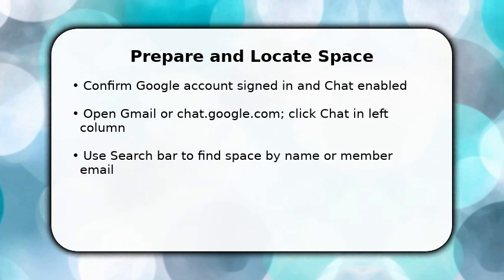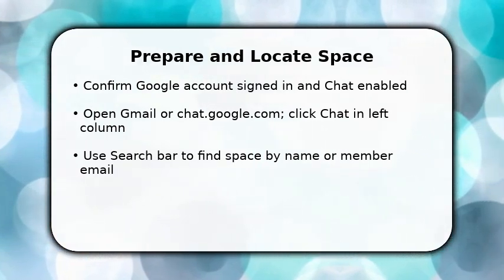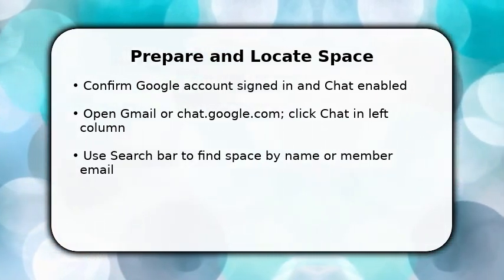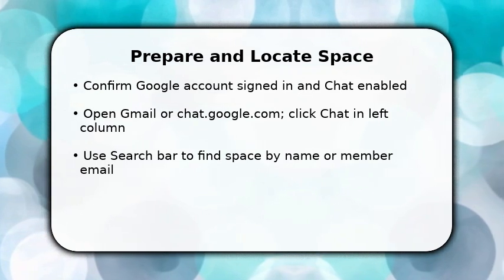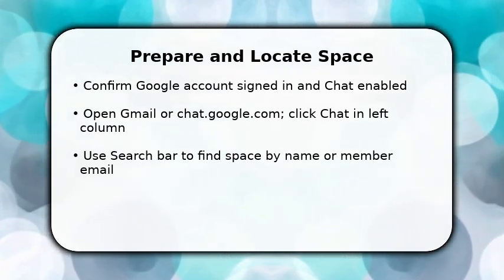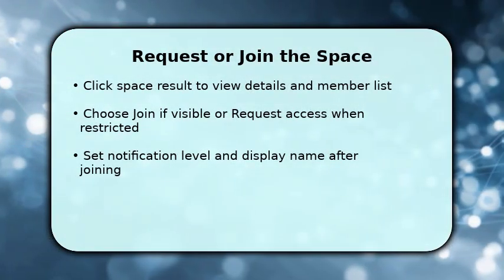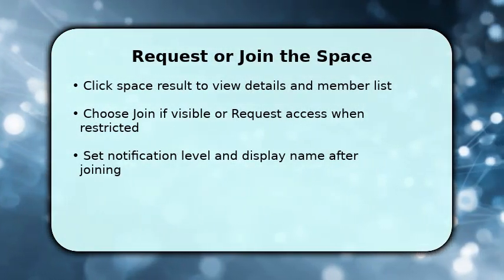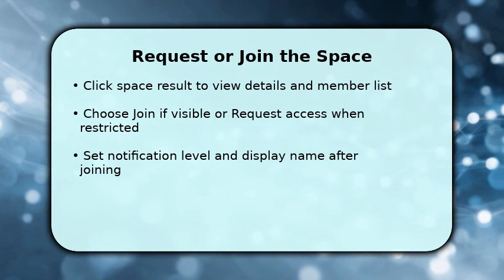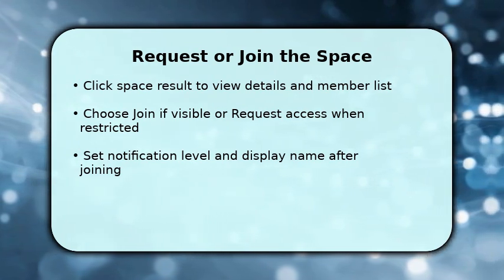This narrows results immediately. Once you see matching spaces, hover or tap to preview members and recent messages so you can verify it's the right space before joining. When you click the space result, inspect details and the member list so you understand its purpose. That helps avoid joining the wrong group.